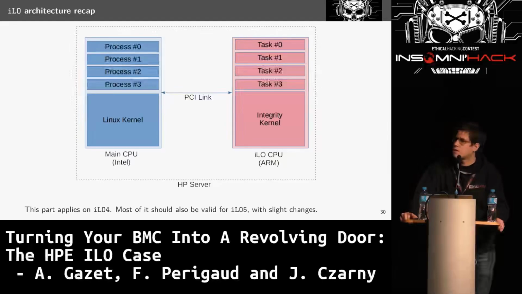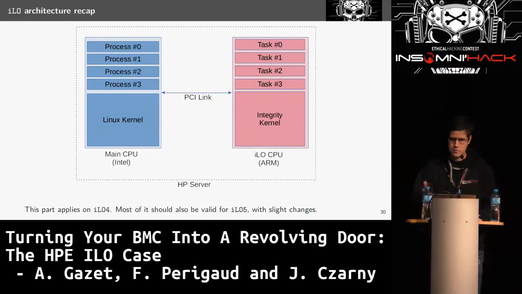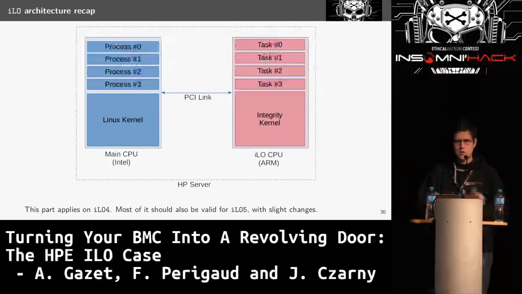First, a recap of the iLO architecture. So here is the image of an HP server. On one side, you have the main CPU, usually an Intel CPU running a classical operating system. Here it's Linux with all the userland processes. And on the other side, you have the iLO CPU, which is an ARM CPU running the Integrity operating system with various userland stacks. The communication between both worlds is done over PCI link. All these parts apply to iLO 4, but most of it is also valid for iLO 5 with some slight changes.